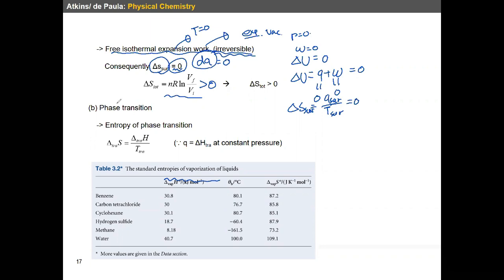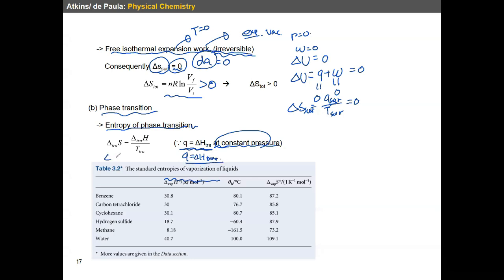Okay, so now we will talk about phase transition. In terms of a phase transition, the entropy of phase transition is related to the energy transfer in this system, because the process of the phase transition is at constant pressure. So that's why we can say Q equals delta H transition.